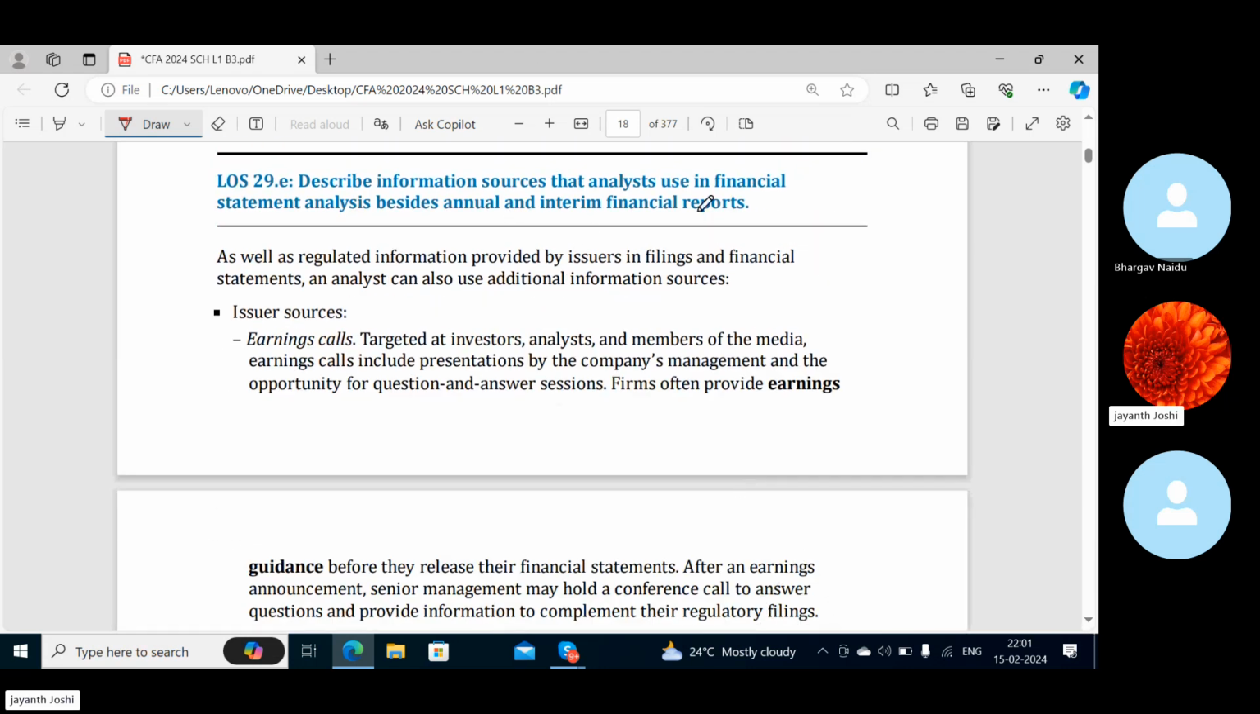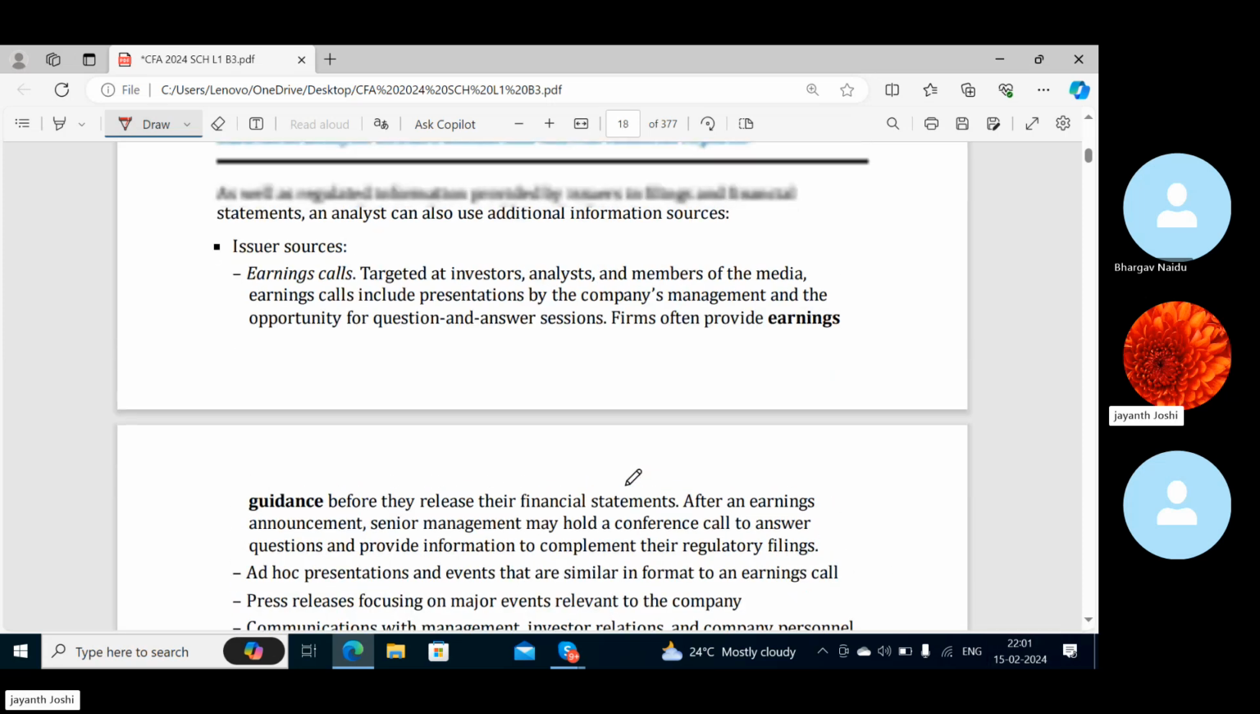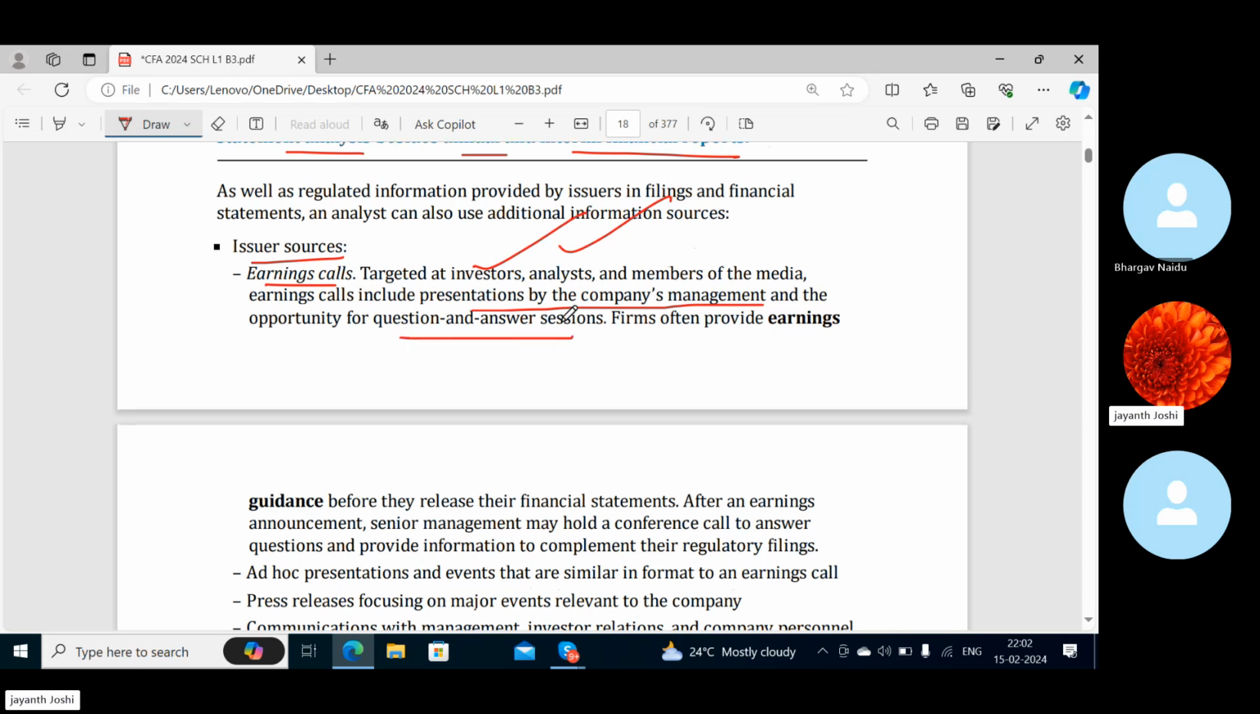Describe information sources that analysts use in financial statement analysis besides annual and interim financial reports. See, these are the valid sources from where they get all the information about the company's performance. Apart from that, they get certain information from other reliable sources, like issuer sources: companies' earnings calls targeted at investors, analysts, and members of the media. Earnings calls include a presentation by the company's management and an opportunity for question and answer sessions. That means whatever questions people have asked, this kind of data they can get.